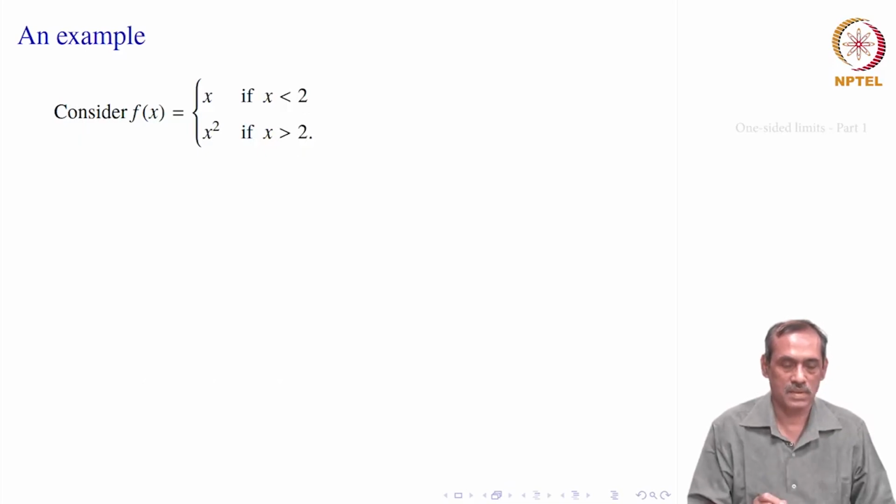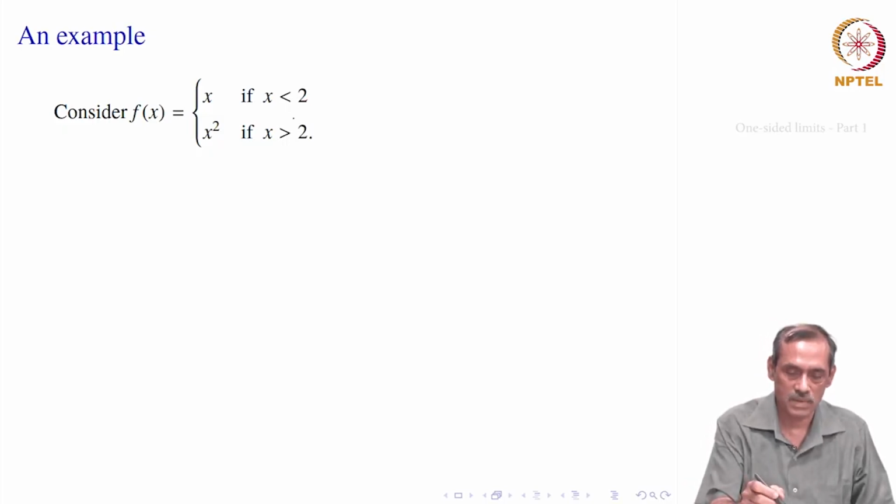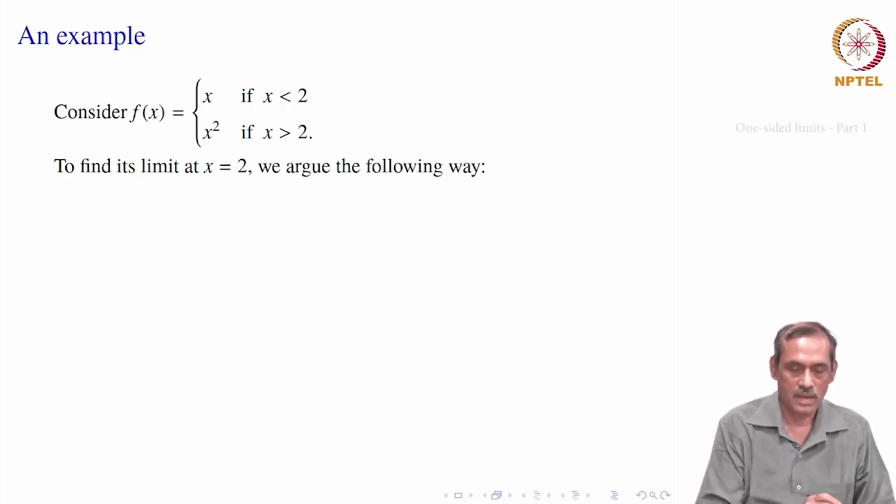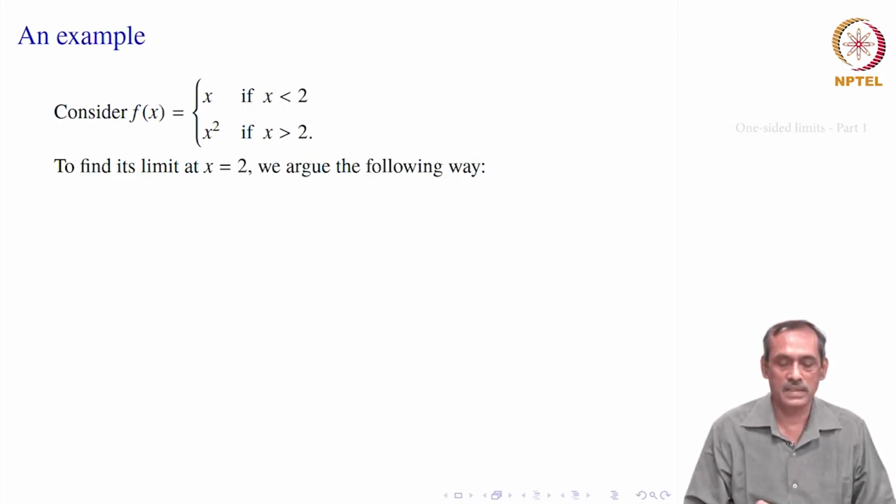So, let us start with this. Say we have a function f of x, which is defined throughout real numbers except at the point 2. For x less than 2, it is given as x, and for x bigger than 2, it is given as x squared. So, we are required to find its limit at x equal to 2.